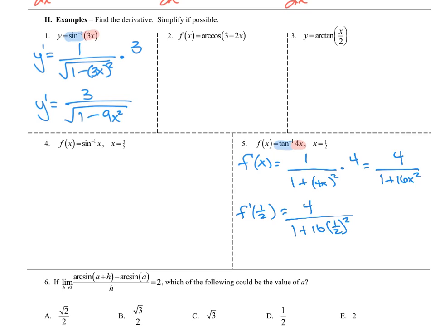All right, now when I square a fraction, I actually square both parts of that fraction. So I'm going to square the 1 and the 2. This leads me to have 4 divided by 1 plus 16 times 1/4. 16 times 1/4 is 4. 4 plus 1 is 5. And so I get that f prime of 1/2 is equal to 4/5. That would be my final answer.